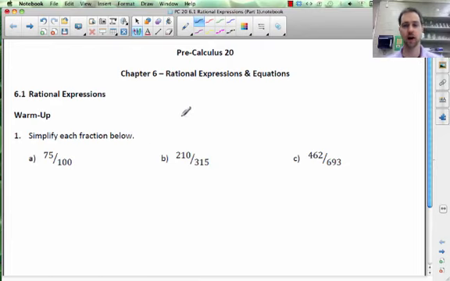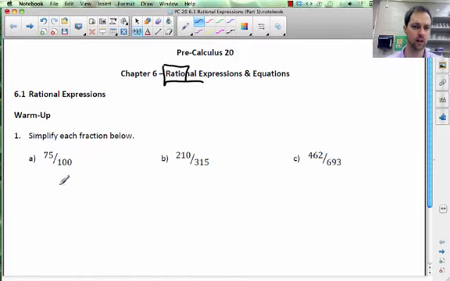Today we'll be working on rational expressions and equations. So rational, this should be your tip off here, the fact that it has the word ratio in it. A rational function is anything that can be expressed as a ratio. That's it. So simplify each fraction below.